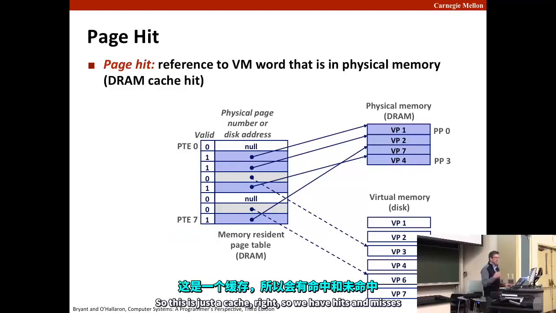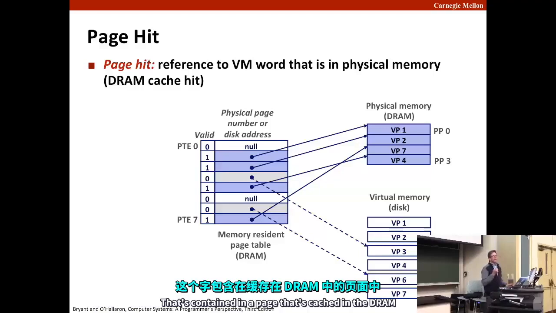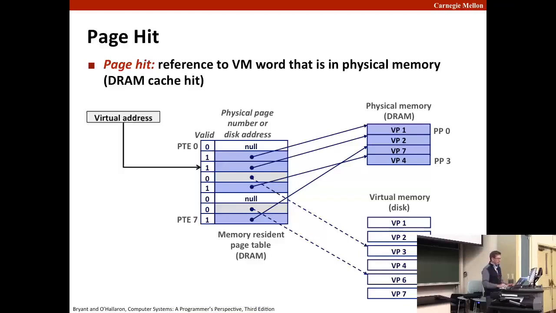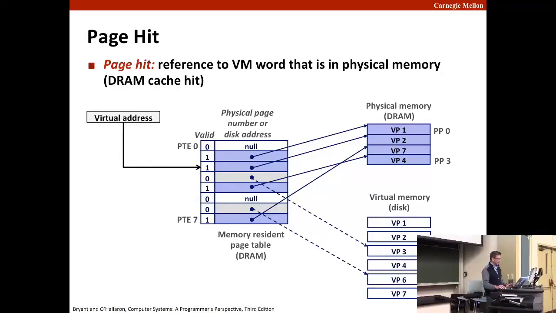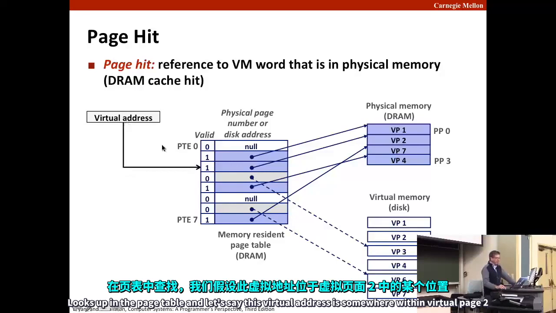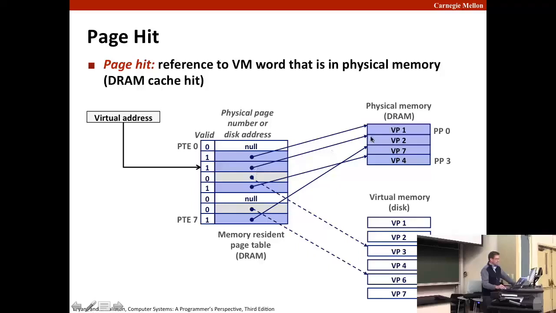Now a page hit, so this is just a cache, right? So we have hits and misses. So a page hit occurs when there's a reference to a word in the virtual address space that's contained in a page that's cached in the DRAM. Okay. So let's say that the CPU executes this move instruction. It generates a virtual address. The MMU looks up in the page table, and let's say this virtual address is somewhere within virtual page 2. Okay, so the MMU looks up page table entry number 2, and it extracts the physical address of that virtual page 2. Okay, so that's a hit.